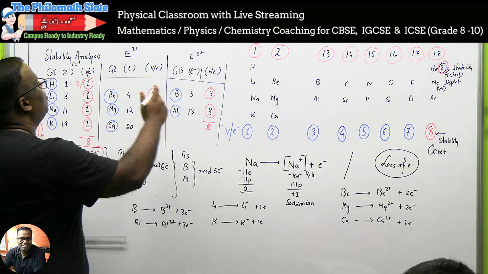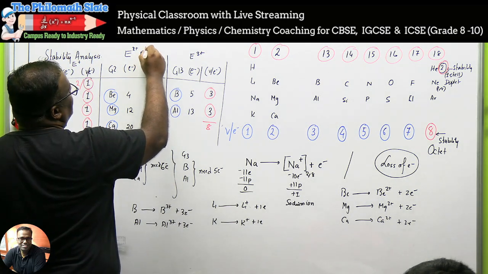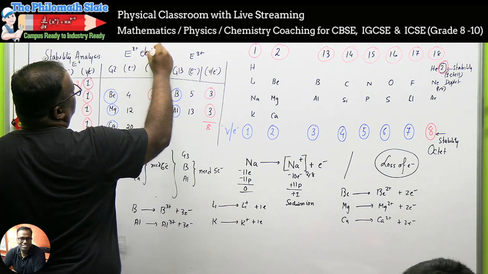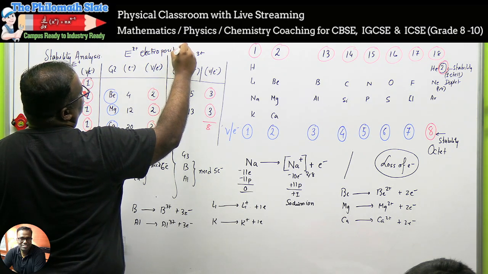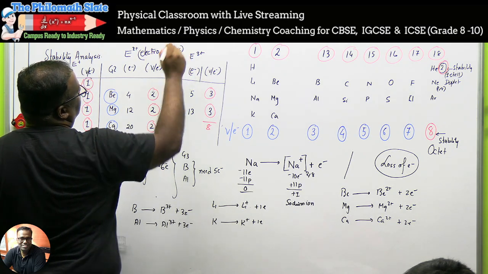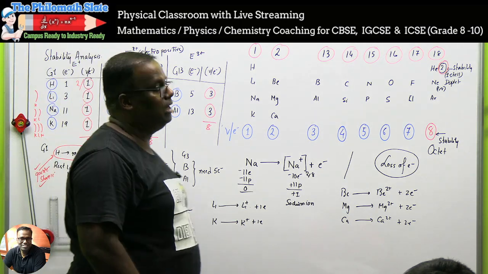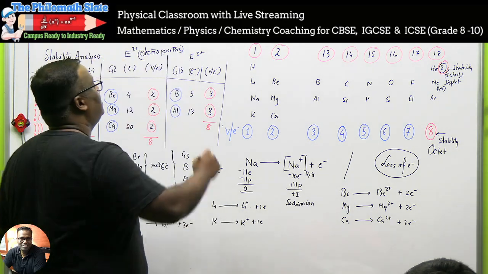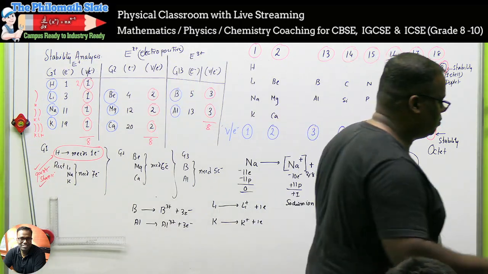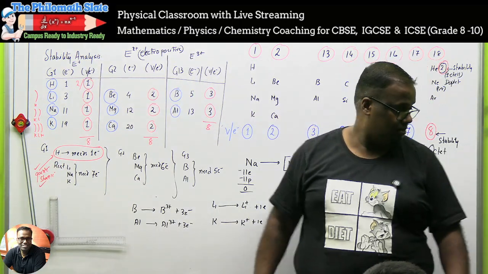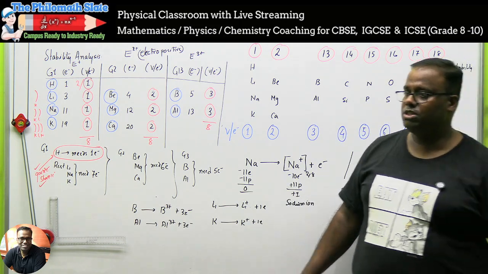ऐसे एलिमेंट्स को हम बोलते हैं इलेक्ट्रो पॉजिटिव. Write it down. इलेक्ट्रो पॉजिटिव. We call them electropositive. Just keep it written as electropositive now. We'll come to the word later. This much is clear?